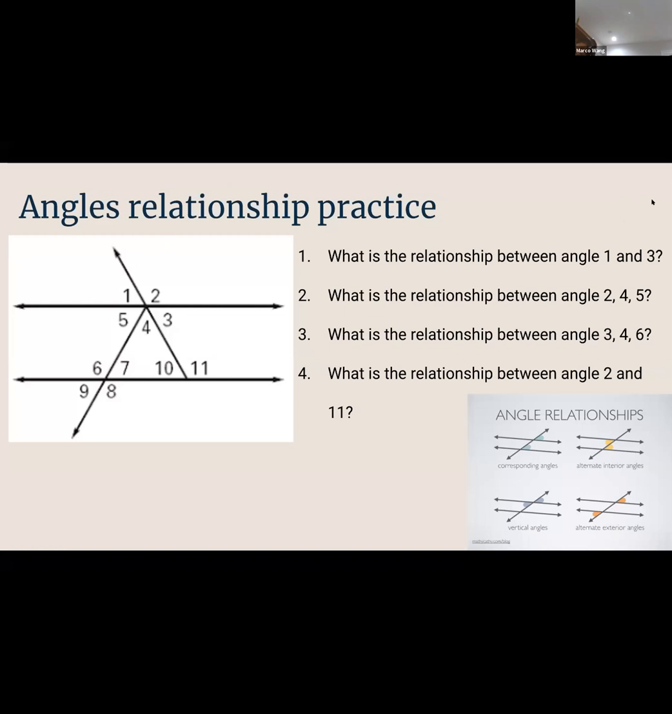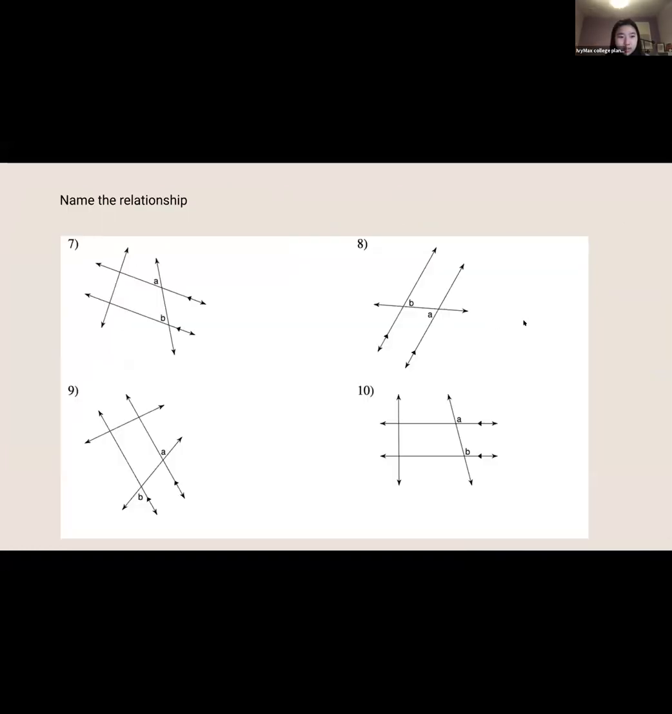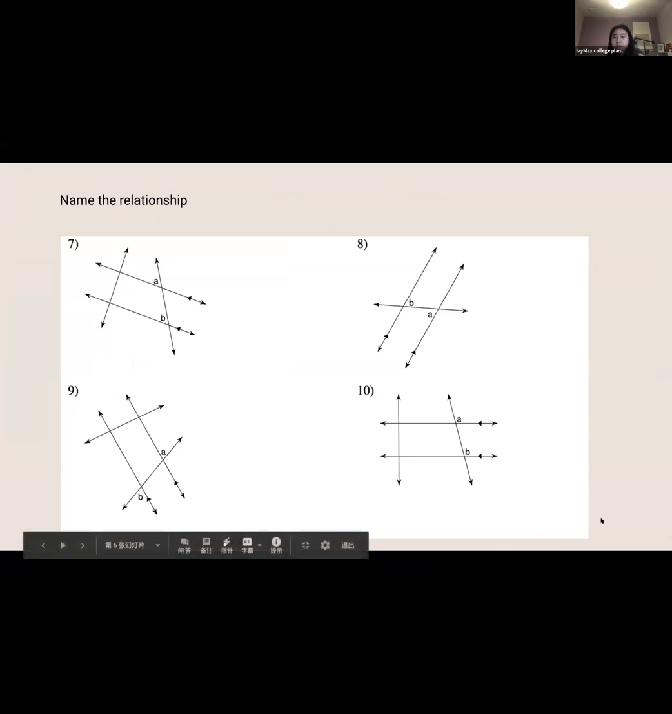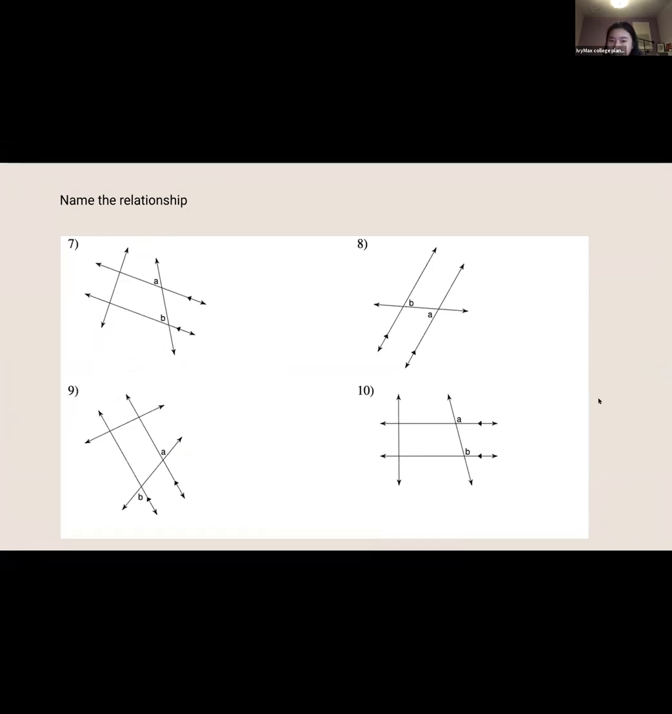Cool, okay. Yeah, here you go. More problems, the same as the last one that we did. So let's do one together, and then we can practice by ourselves.